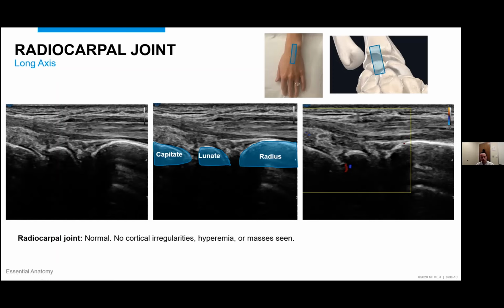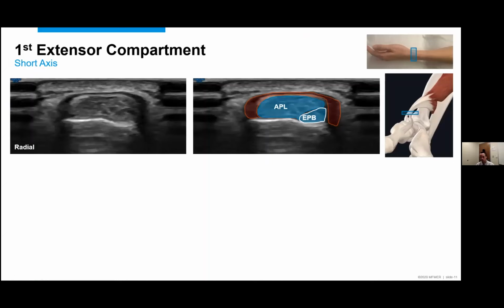So after the radiocarpal joint, I like to go into my extensor compartments. So starting with that first extensor compartment, you can see in the little picture, with the wrist in more of a neutral positioning, I think it's a little easier to see the compartment, starting over the distal radius, and you can see the tendon sheath and the 2 tendons. Oftentimes they're hard to distinguish. Sometimes there's a nice septum between the 2. There's a lot of anatomic variability.